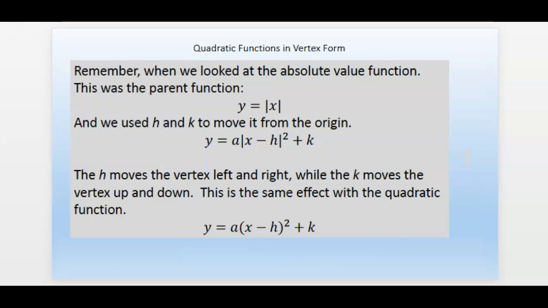All right, remember we looked at absolute value function. That's kind of what I explained right here. The parent function was y equals the absolute value of x. Then we use the h and the k to move it around from the origin. The h moved the vertex left and right along the x-axis, and the k moved it up and down. It's the same effect with the quadratic function. Ooh, that shouldn't be squared there. I'll have to fix that.